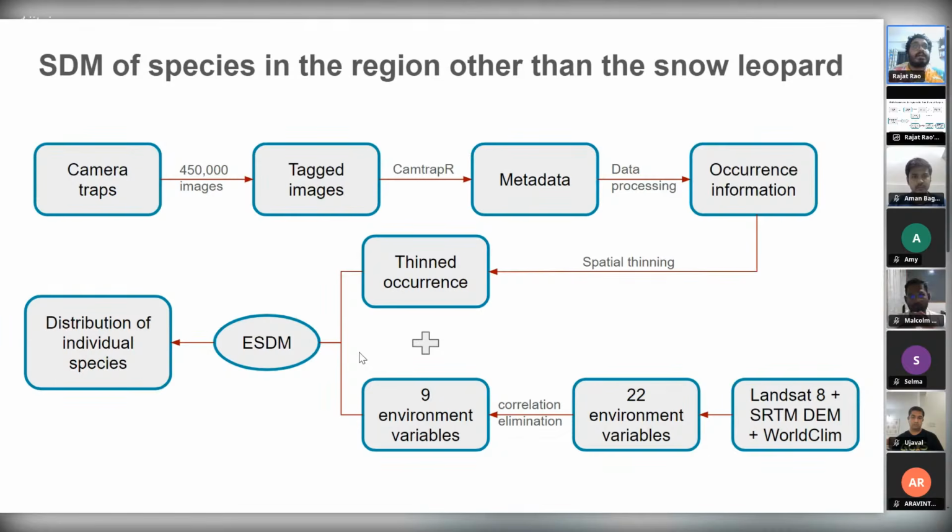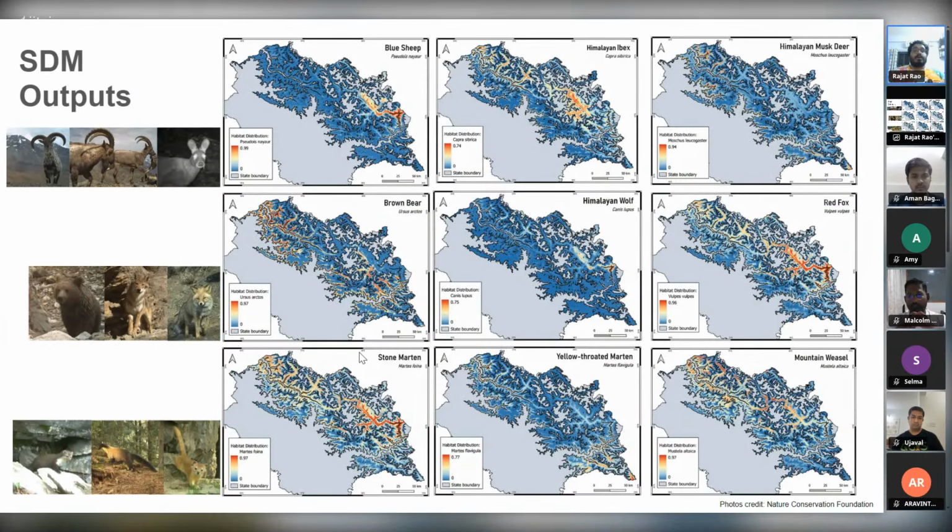And this gave us output something like this, where we documented the spread of individual species in specific regions of the snow leopard landscape. So these are the images, respectively, blue sheep, ibex, and musk deer. If you can just have a look at how these species are distributed very differently in the same landscape. Further studies can be done based on what causes them to spread out this way. So this gave us a baseline in terms of where the species are, from the data that we procured from our camera traps.